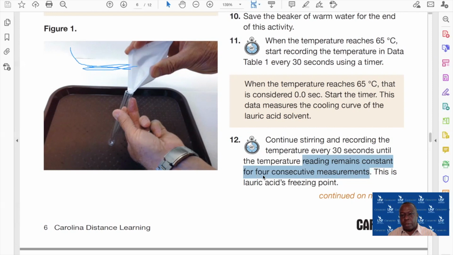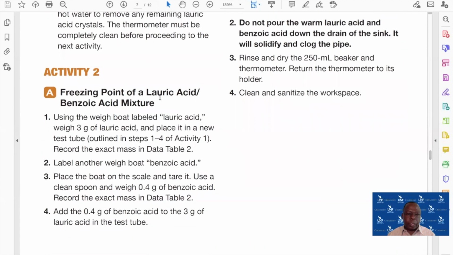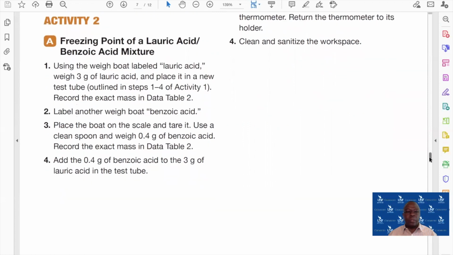pure solvent. You will repeat the same thing for the solution, but this time around, you'll try with the 2 samples. So you'll do the same experiment, but this time this is the mixture: 3 grams of lauric acid and 0.4 and 0.5 grams of benzoic acid.